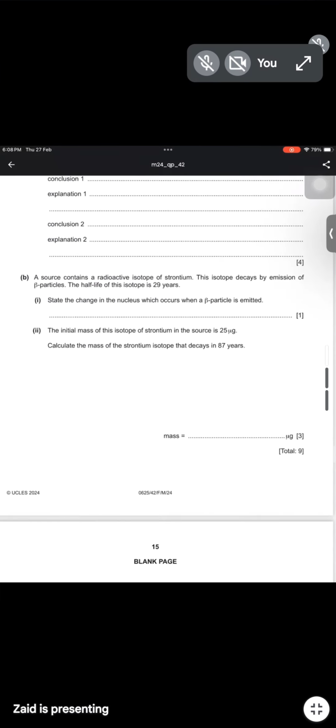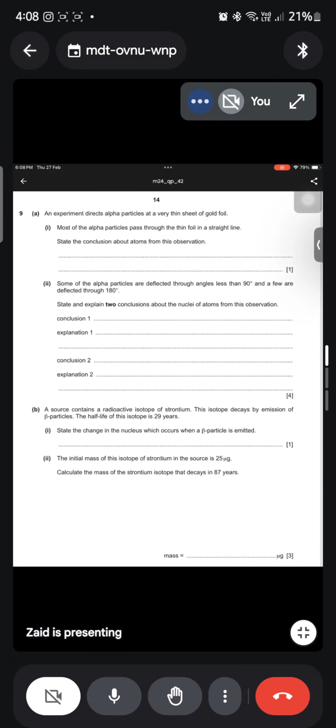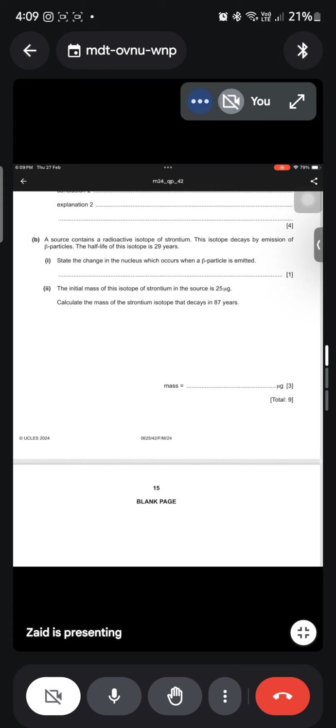Okay, a 3 marker. Look here. The first question is about the Rutherford atomic model. And the second question is about the half-life. Okay, so let's do it.